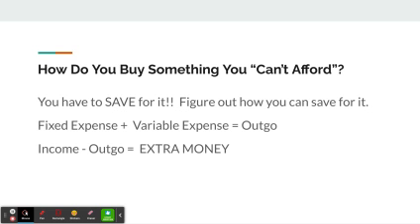So how do you buy something you can't afford? What do you do when you want to buy something big? There is no way you can pay for it from the money you have for the variable expenses. And you certainly can't pay for it from the money you put away for your fixed expenses. You have to save for it. To figure out how you can save for it, you add up your fixed expenses plus your variable expenses. That equals your outgo. Remember, outgo is the money you paid out for your expenses. Then you subtract your outgo from your income. That's your extra money, or the money you can save.